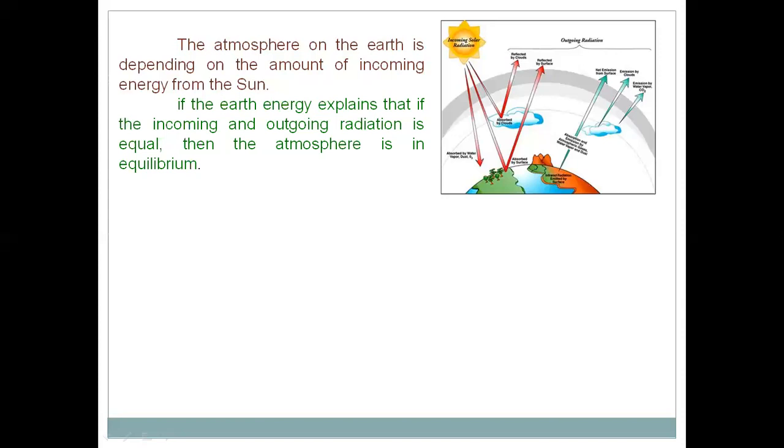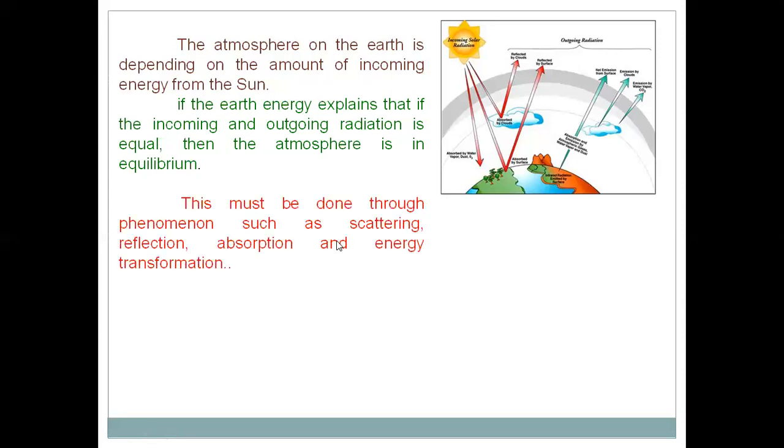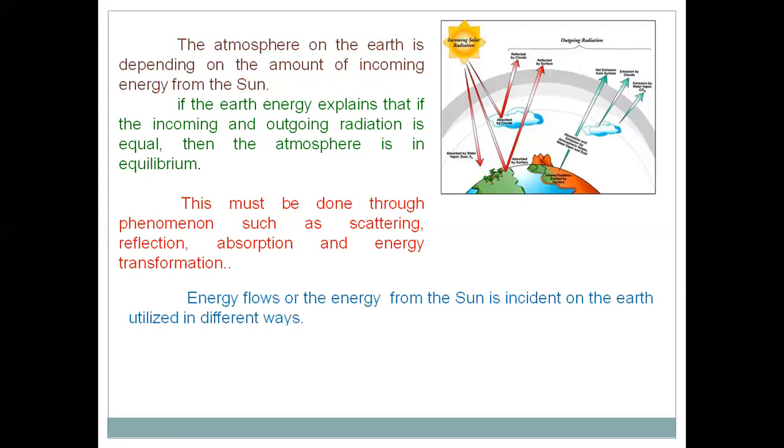That is, there are no abrupt changes in temperature on the earth's surface. Of course, this is done through phenomena such as scattering, reflection, absorption, and energy transformation. So the energy distribution depends totally on these phenomena. Energy from the sun incident on earth is utilized in different ways. When this solar energy is incident on the earth surface, it is utilized in different ways.